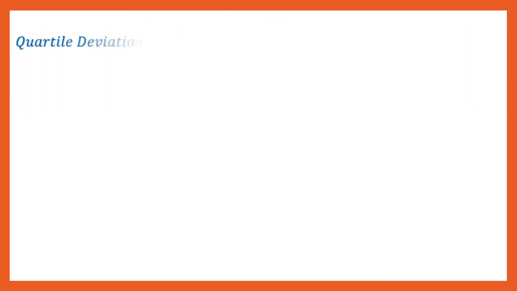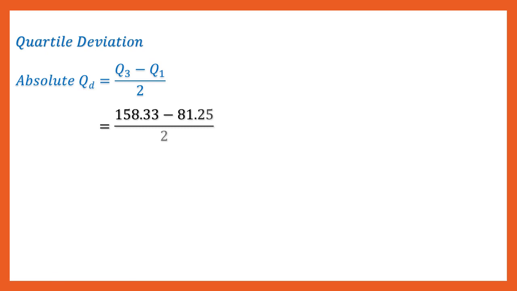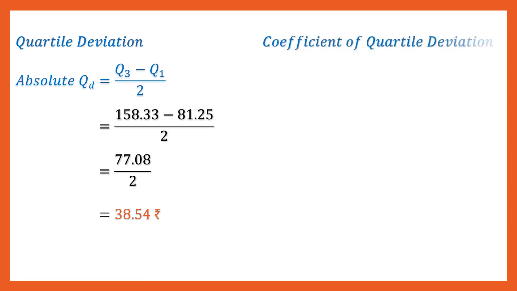Starting with the quartile deviation here, absolute QD is Q3 minus Q1 upon 2, that is 158.33 minus 81.25 divided by 2. The difference is 77.08 divided by 2, that is 38.54 rupees. Because this is a quartile deviation, the absolute measure, I have to put the unit of measurement, that is rupees, sign in there. But when I calculate coefficient, I don't need to put that unit sign in there.